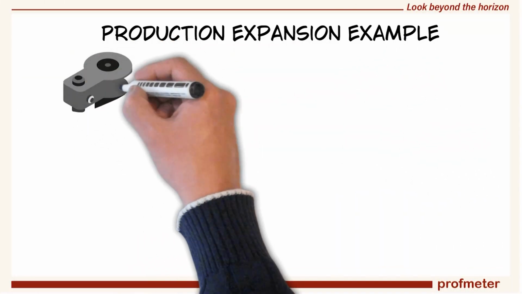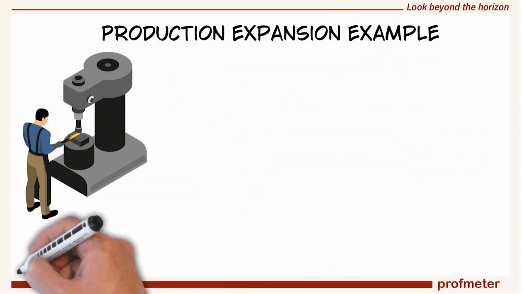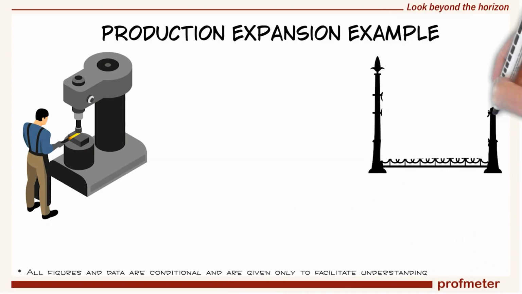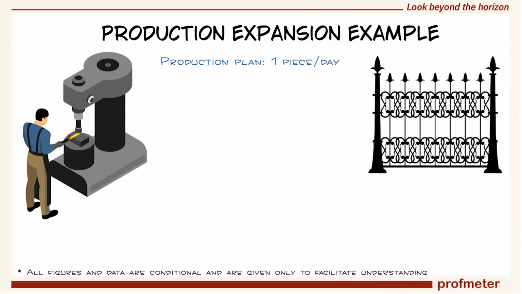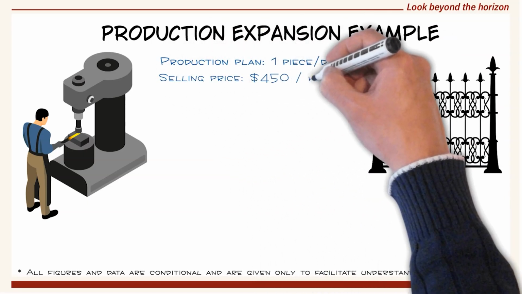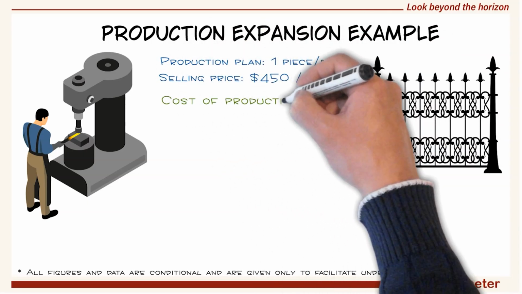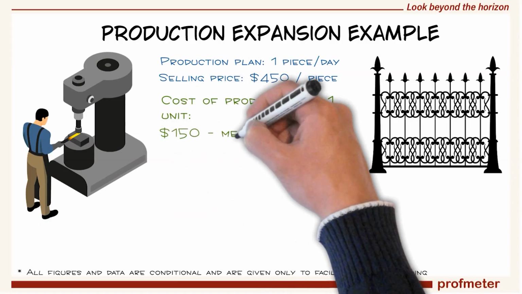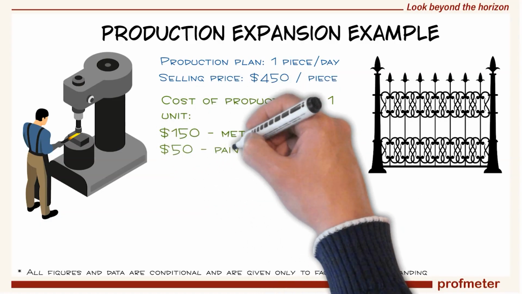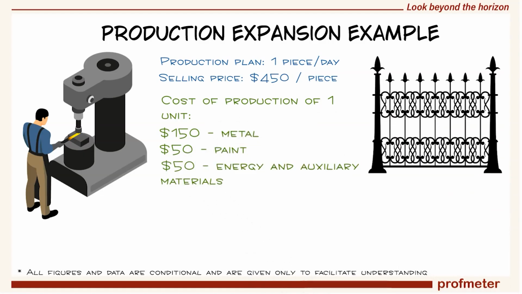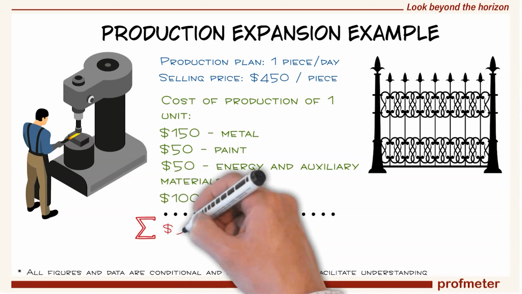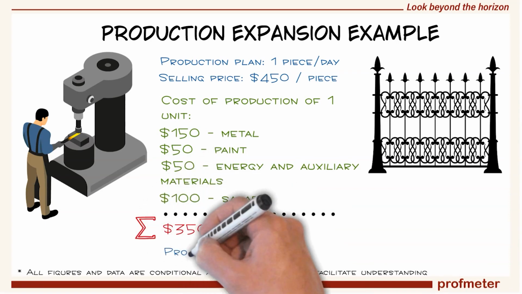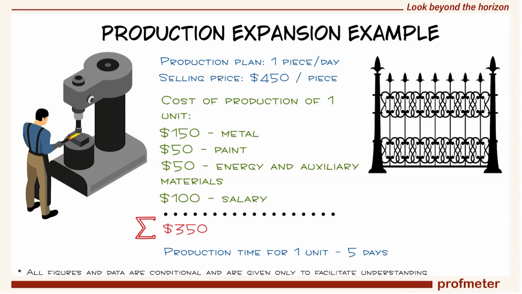Quick note, all numbers here are made up, rounded, and simplified for clarity. In real life, things aren't this straightforward. So we need to produce 1 unit per day, and we get paid $450 for it. To make it, we need to spend $150 on metal, $50 on paint and basic materials, another $50 on energy, acetylene, and other supplies, plus $100 for the worker who fabricates the gate. He gets paid right after completing each unit. Production time per gate? 5 days, just because I decided so.